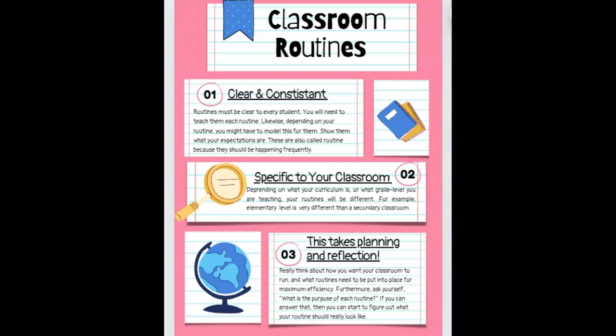And so you need to explicitly teach them, this is how we do this every single time. This is how I expect you guys to be sitting on the carpet, all of the things that would go into that. And then in a secondary level classroom, this could be simply, how do we leave the classroom? How do we clean up our materials? Because when that group of students leaves, another group is coming in. So how do we end our class each day?